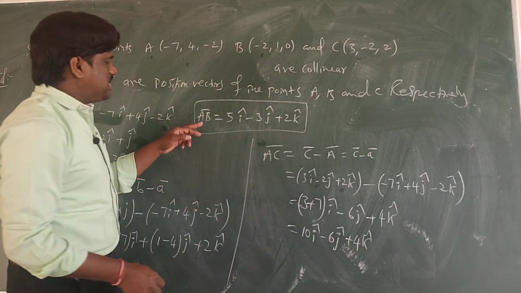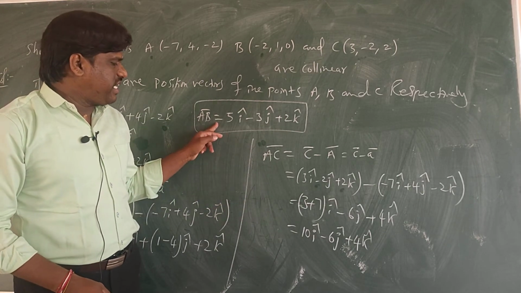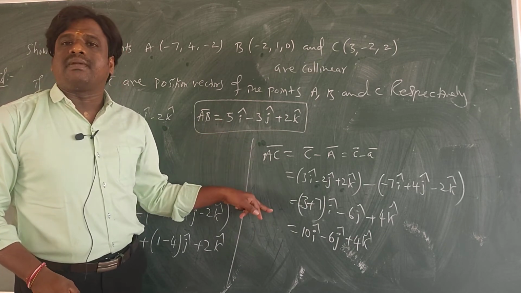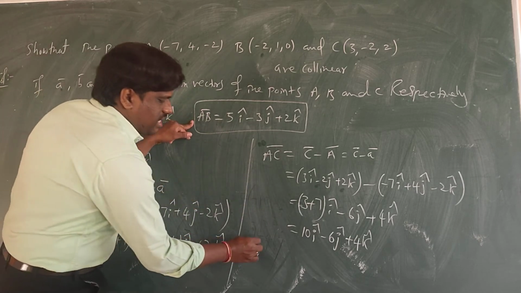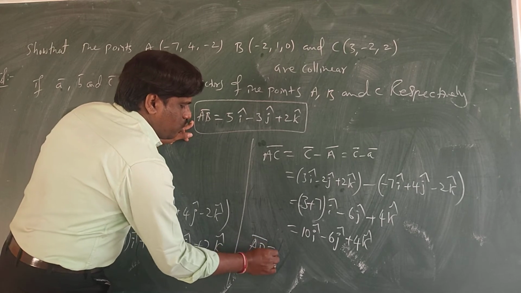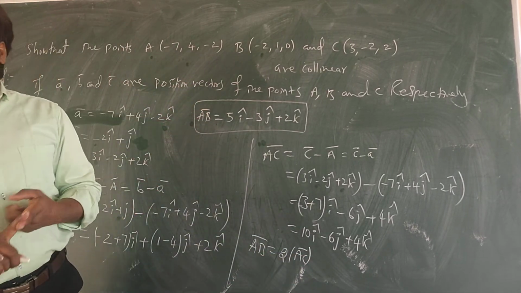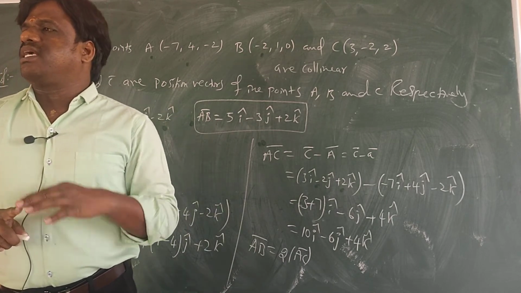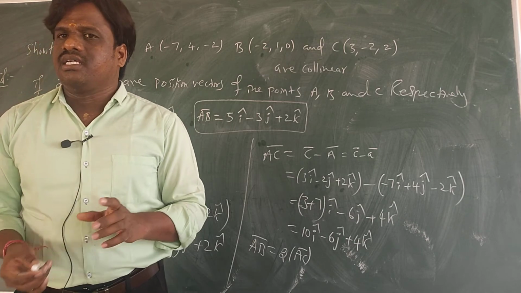Is there a relationship between AB and AC? Look at that. Is there a relationship between AB and AC? It is multiplying 2 times. You observe carefully. AB vector can be expressed as 2 times of AC vector. So I told you, if a vector is expressed as some lambda times another vector, then the vectors are collinear, hence proved.